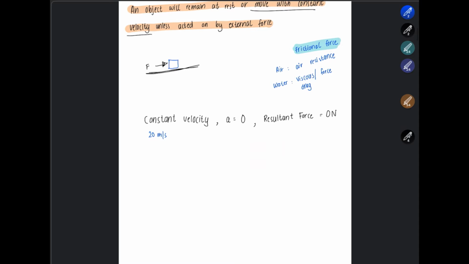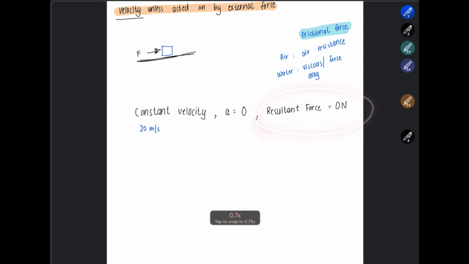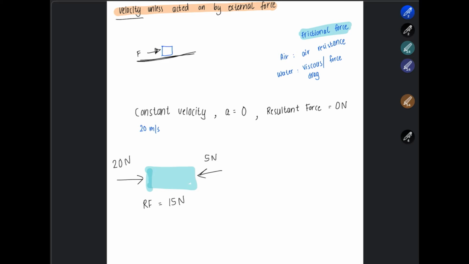Okay, now let's talk about resultant force. If there is an object, if this is a box, two forces are acting on it, okay, in opposite direction. This is 20 Newtons, this is 5 Newtons. Can you find the resultant force? The resultant force is going to be 20 minus 5, 15 Newtons, because they're in opposite direction.